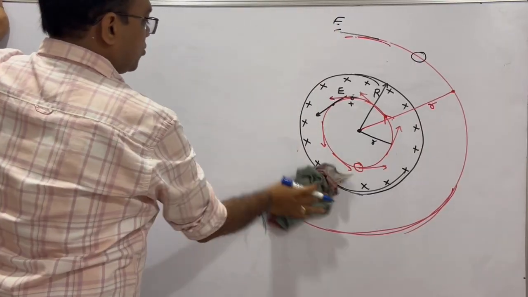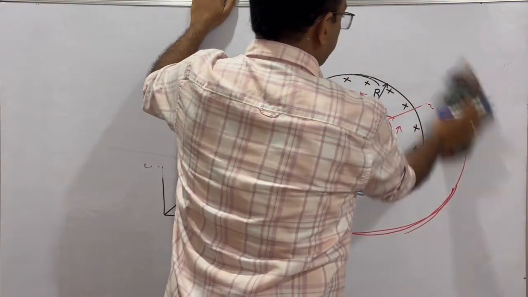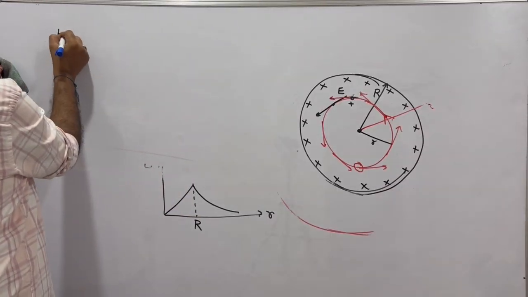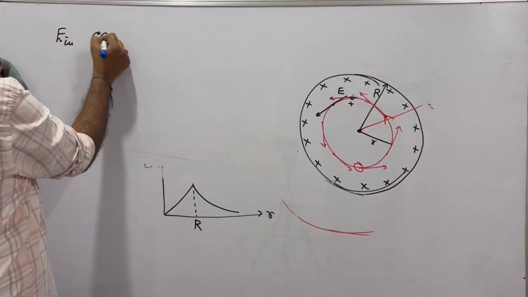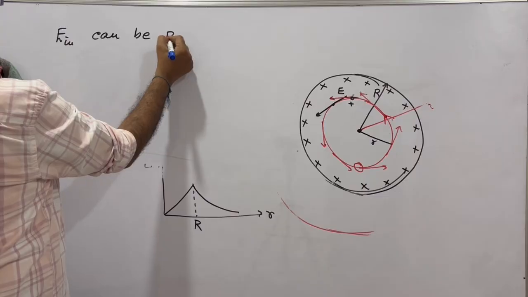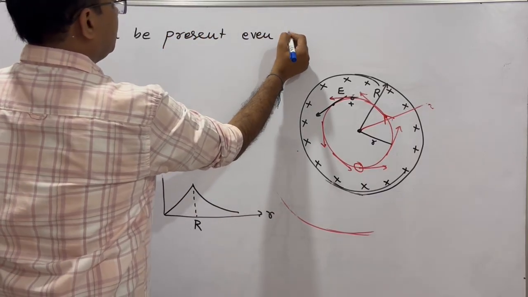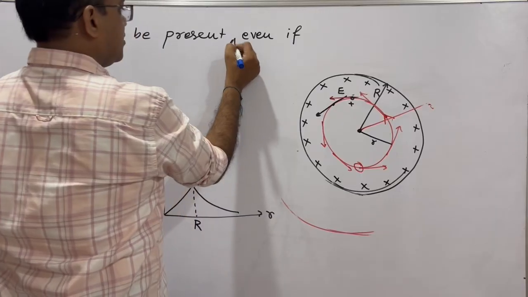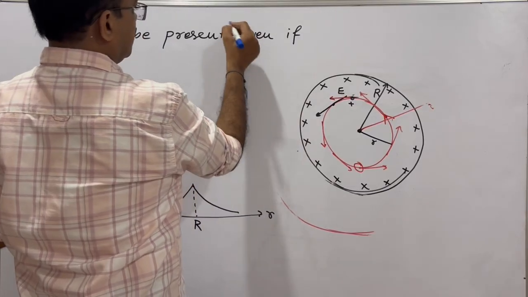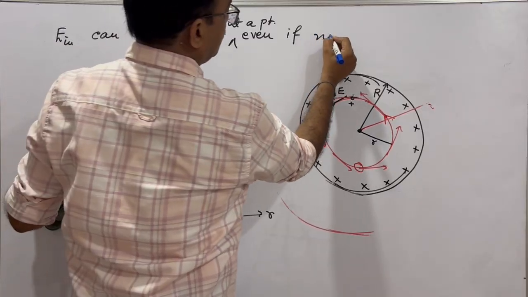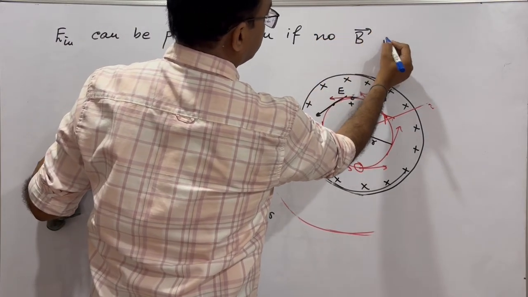So one important point about the induced electric field you can write: induced electric field can be present at a point even if no magnetic field is present at that point.